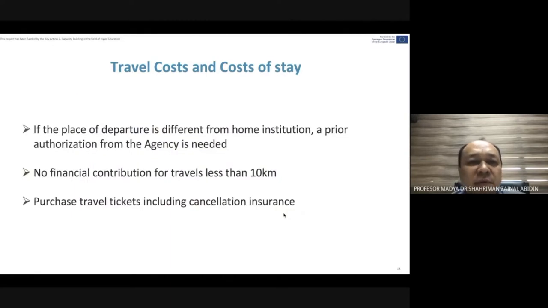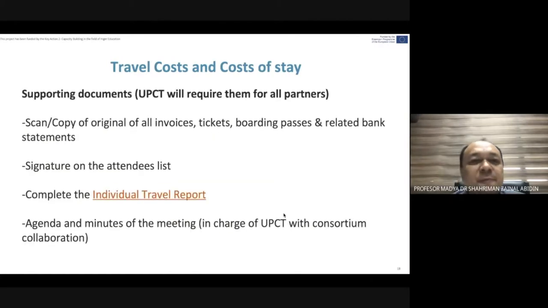Travel cost and cost of stay: if the place of departure is different from the home institution, a prior authorization from the agency is needed. No financial contribution for travel less than 10 km, which I mentioned earlier, nearby places. And then purchase travel tickets including cancellation insurance.